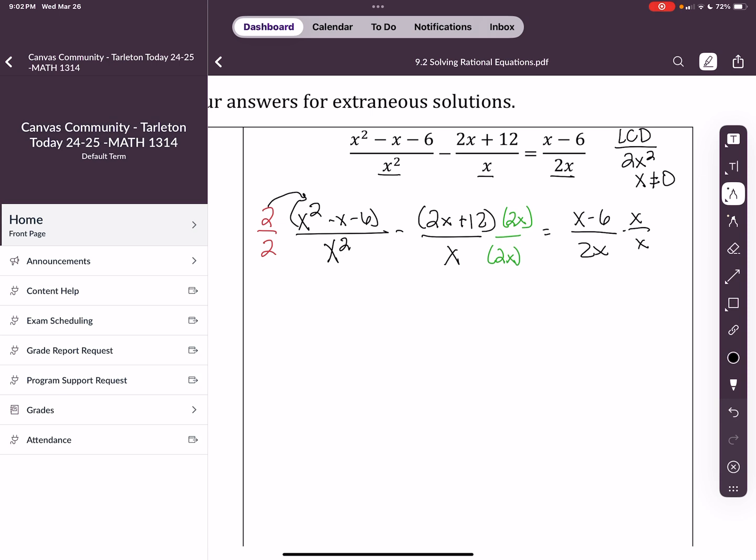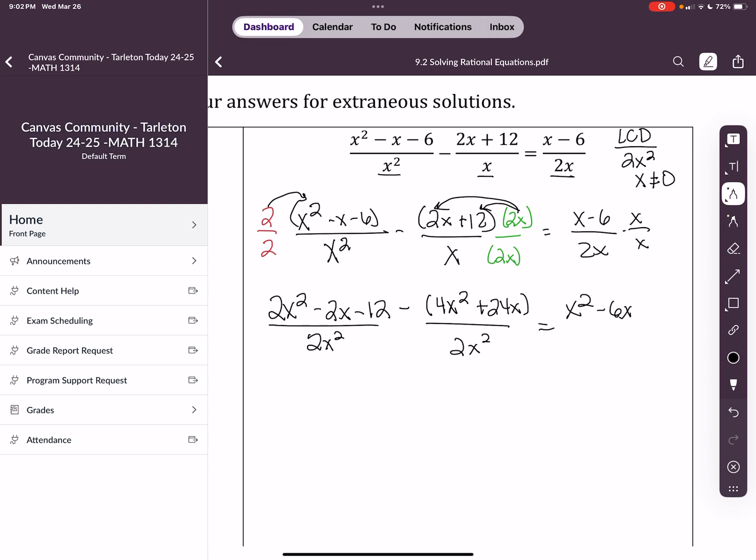So again, I'm going to go ahead and distribute this. So it's going to give me 2x squared minus 2x minus 12. And then distributing my green term here. 2x times 2x gives me 4x squared. 2x times 12 gives me 24x. Oh, I'm sorry. My denominator now is 2x squared. X times x gives me x squared, and 6 times x gives me 6x. So I do have common denominators now, so I can just ignore them.